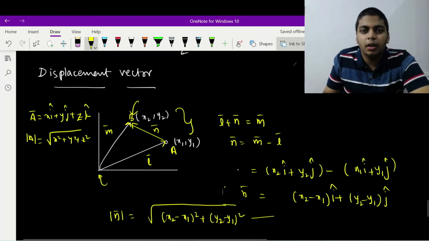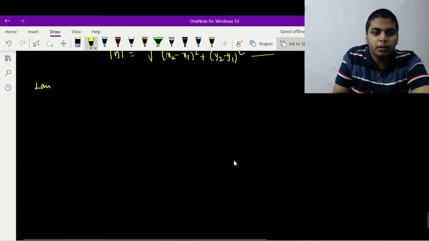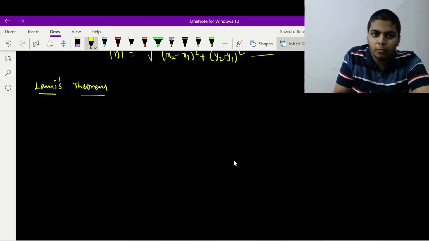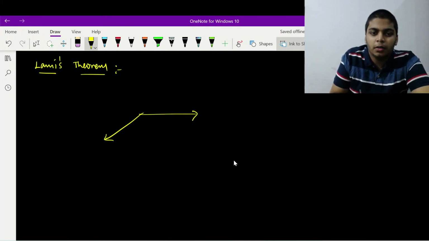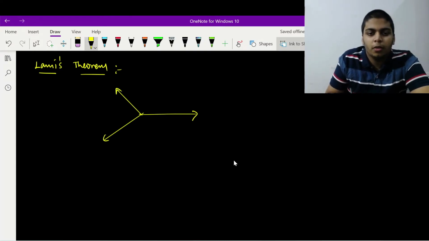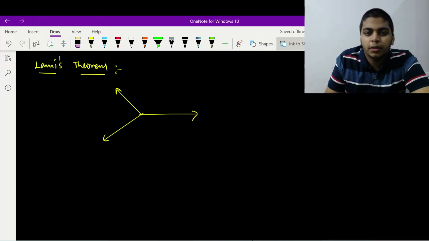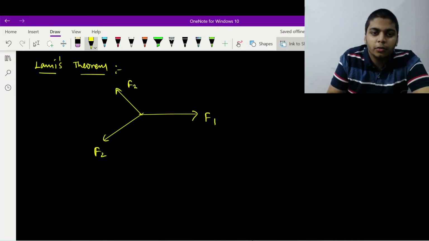Now let us look into another subtopic of vectors, that is Lami's theorem. If you have some vectors in this manner, let us say some force F1 is acting on it, some force F2 is acting right here, and some force F3 is acting right here. Let us say this is your alpha, this is your beta, and this is your gamma.